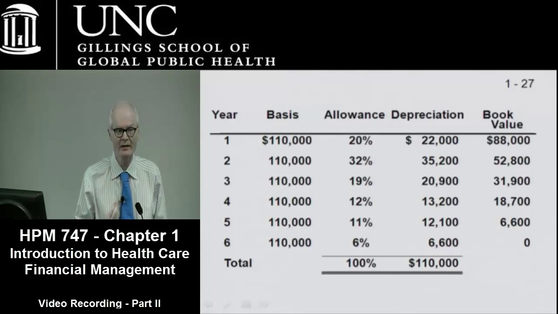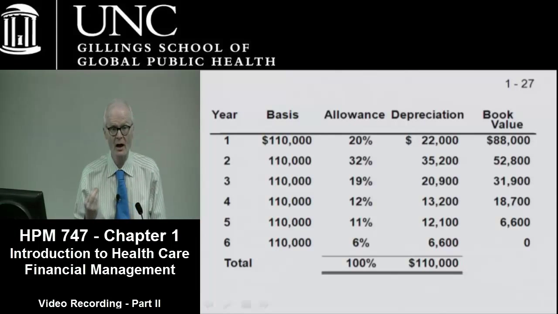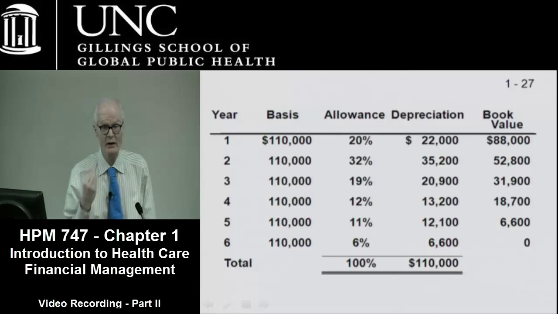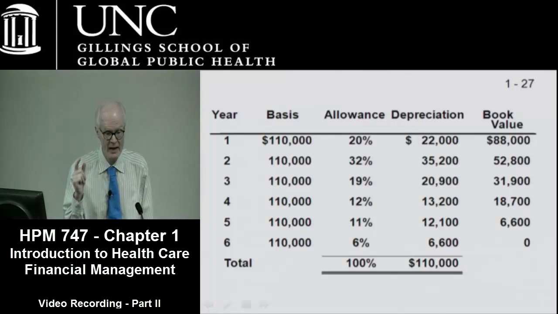It's the value of the asset, the capital cost of the asset. 20% of that is $22,000. So the IRS will allow this organization to include $22,000 of depreciation expense on its income tax statement that year. The book value is then $88,000.